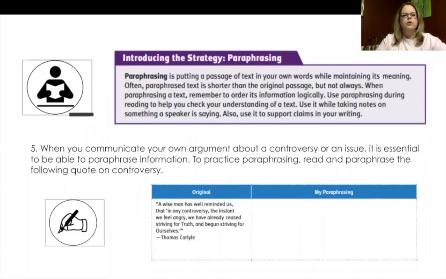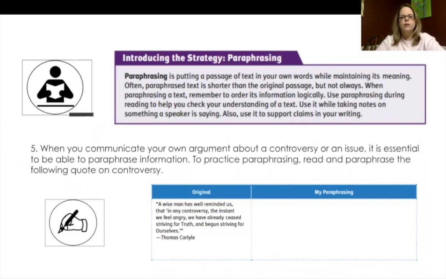All right, Tuesday, we got to practice our paraphrasing, okay? Paraphrasing is putting a passage of text in your own words. And this is really important because we need to be able to do this. Sometimes we do this when we are taking notes. We also do this when we're writing our papers, and we need to be able to paraphrase.